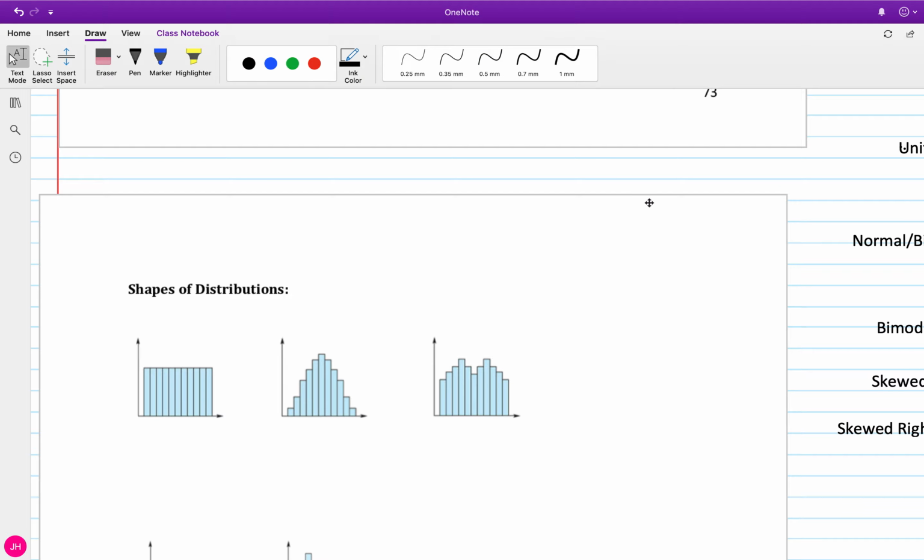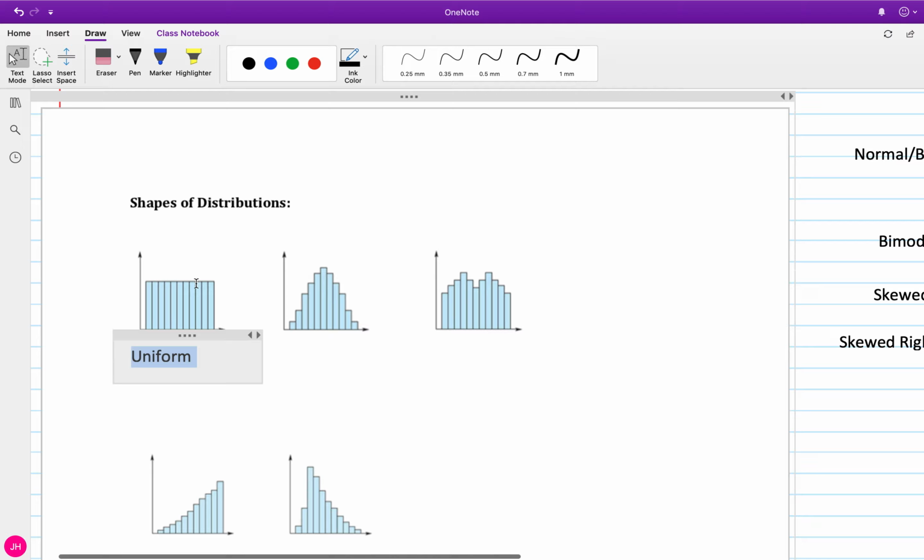is our uniform. We call this one uniform because, as you can see, the heights of each of our frequencies is the same. So it's like they're all wearing the same uniform.